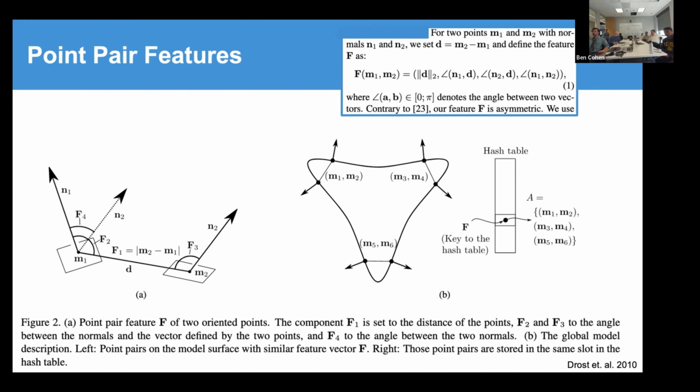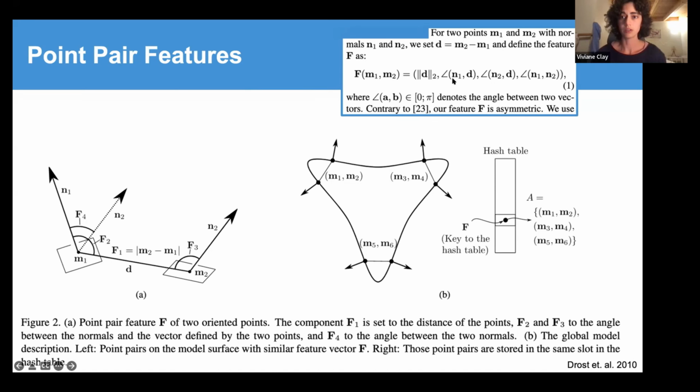Okay, let me just go over it real quick. Here's what it says in the paper where they introduce it. For 2 points, M1 and M2 with normals N1 and N2, we set D, which is the displacement that I previously used, equals M2 minus M1. And it defines the feature F as the length of this displacement, and then 3 angles.